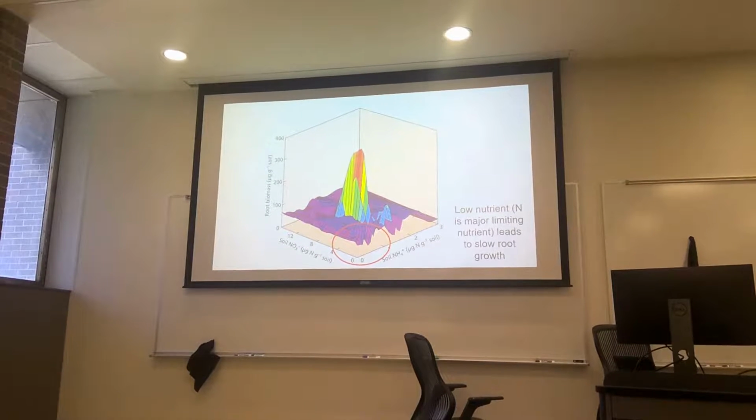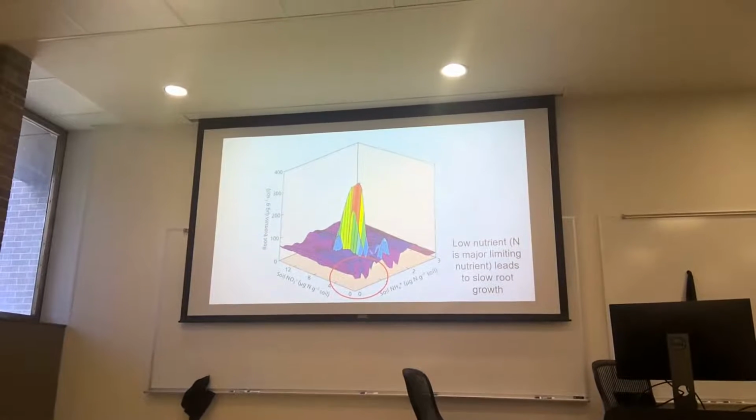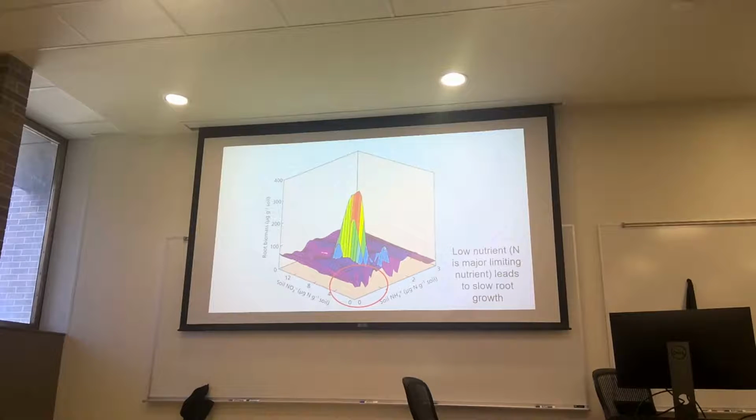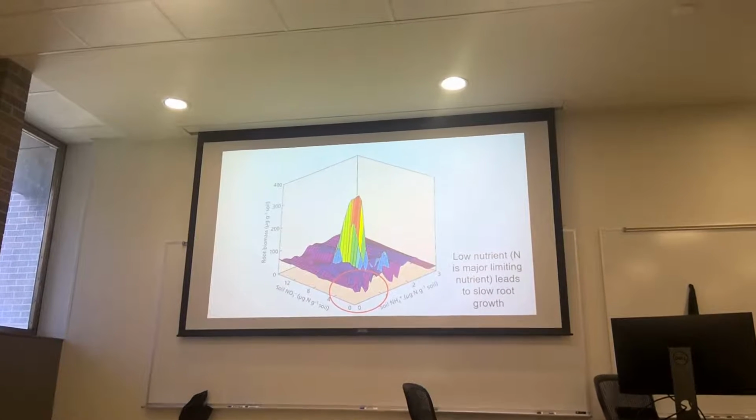So, if it's very, very limited, it's going to be very little biomass. And then the seeking behavior still requires a little bit of both nitrogen sources.